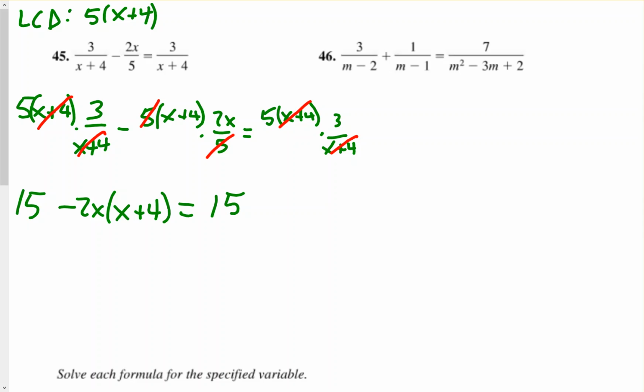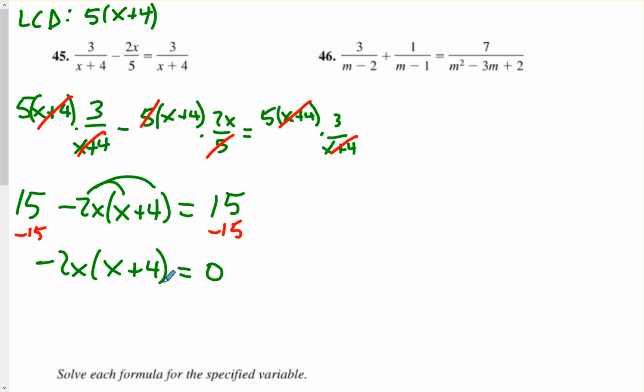Okay, so if we see this, we could do minus 15 both sides. So we have negative 2x. We could distribute that into our parentheses. So we have negative 2x squared minus... actually, what we could do is, before we do that, let's see what we get with this next step. So we have negative 2x times x plus 4 equals 0.